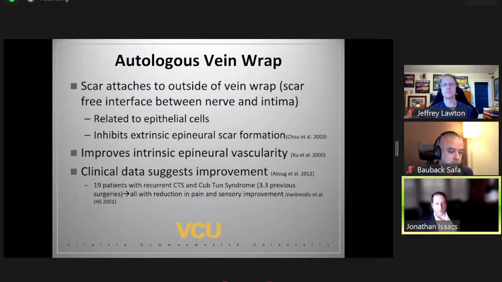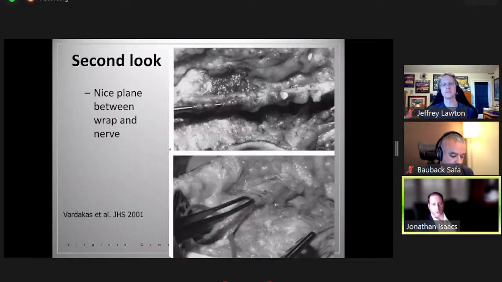To me, the strongest wrap, the most powerful tool that we have to wrap around the nerve is an autologous vein wrap. Basically, what happens, you wrap this around the nerve, scar attaches to the outside of the vein, but the intimal layer, which is against the surface of the nerve, stays scar-free and maintains this gliding plane. There's some data that says this may even improve epineurial vascularity, and similar to the other stuff, a case series. In this case, though, patients had on average over 3 previous surgeries, which is really a more difficult patient population, but with really good outcomes.